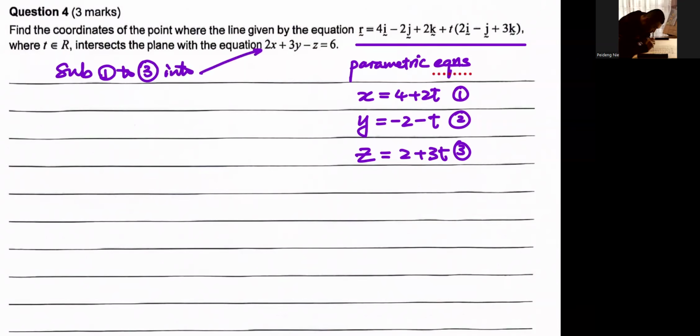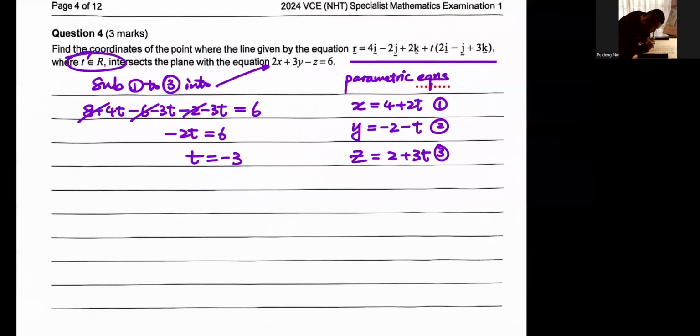this guy here, okay? So you would get 8 plus 4t minus 6 minus 3t, take 2, take 3t, equals 6. 8, negative 6, negative 2, cancelled. And you should get 4t minus 6t minus 2t equals 6. t equals negative 3. Notice that t can take any real numbers because the line is extending in 2 directions. It's not just unidirectional from (4, -2, 2). The line could also go backwards, okay? That's why you can take t as negative values.